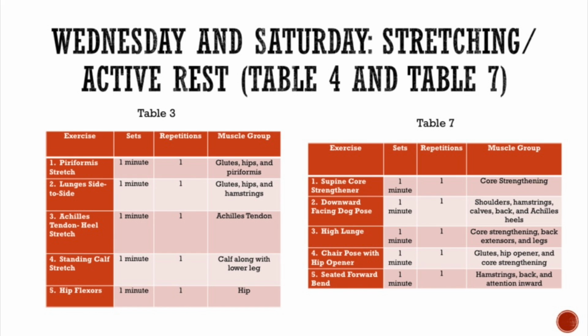For number 1, the muscle group will hit the glutes, hips, and the piriformis. Number 2, it'll hit the glutes, hips, and hamstrings. Number 3, obviously the Achilles tendon, and it will help stretch out the calf as well. Standing calf stretch, which will help stretch out the calf along with the lower leg.